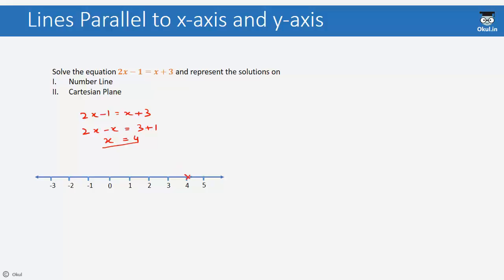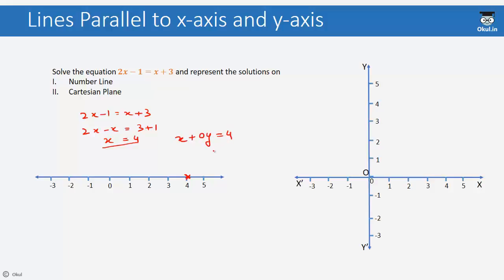The second part is to represent the solution on the Cartesian plane. We know that we can represent linear equations in two variables on the Cartesian plane. To do that, we'll write this equation as x plus 0y is equal to 4. This is our Cartesian plane and we have to find the solution of this equation.